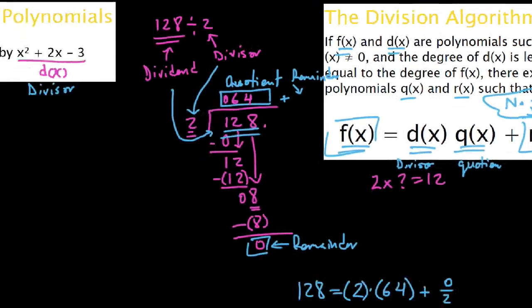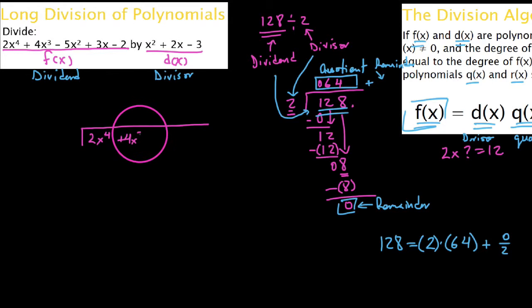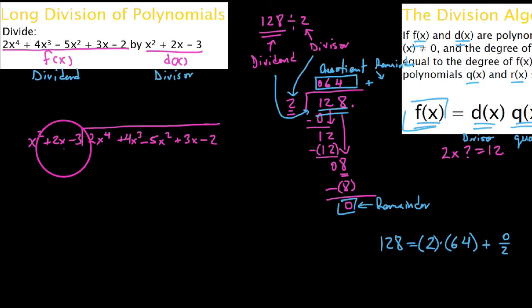So let's go ahead and confront this long division problem right here, and I'll take you through the process. We set this up very much the same way that we set up a division problem, by putting our divisor on the outside and our dividend on the inside. So I'm going to start with 2x to the fourth plus 4x to the third minus 5x squared plus 3x minus 2, and we are dividing this by the second degree divisor, x squared plus 2x minus 3. So we've got this fourth degree polynomial divided by the second degree divisor.